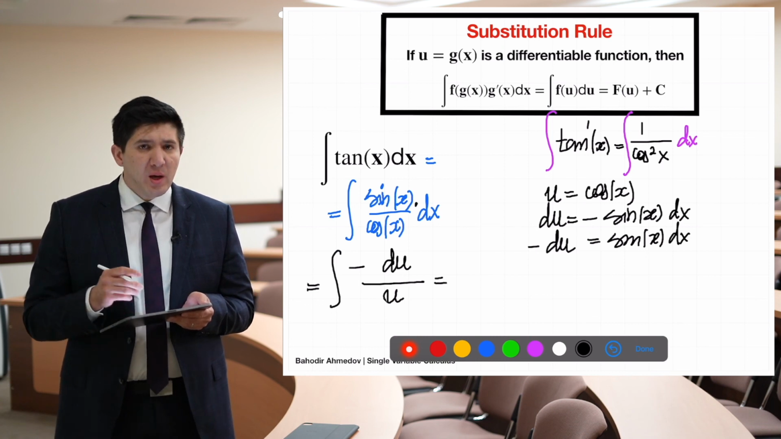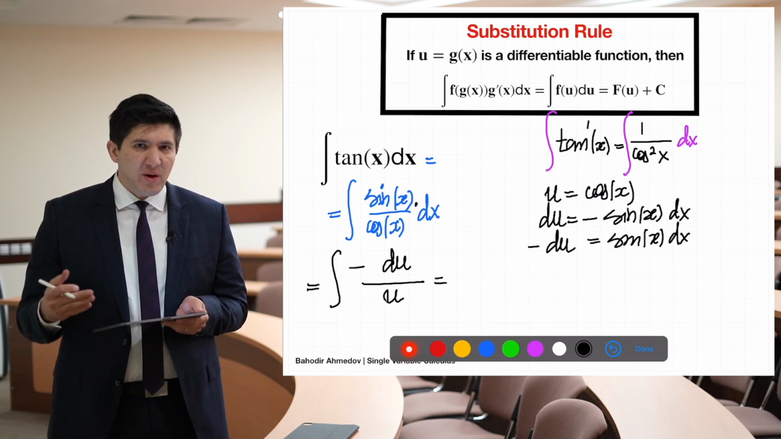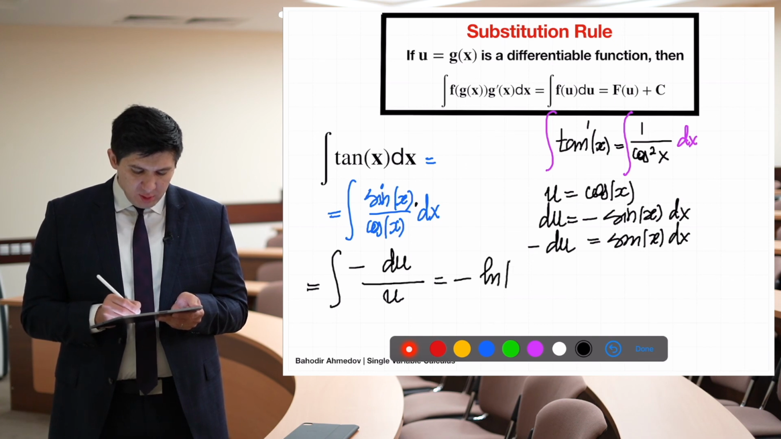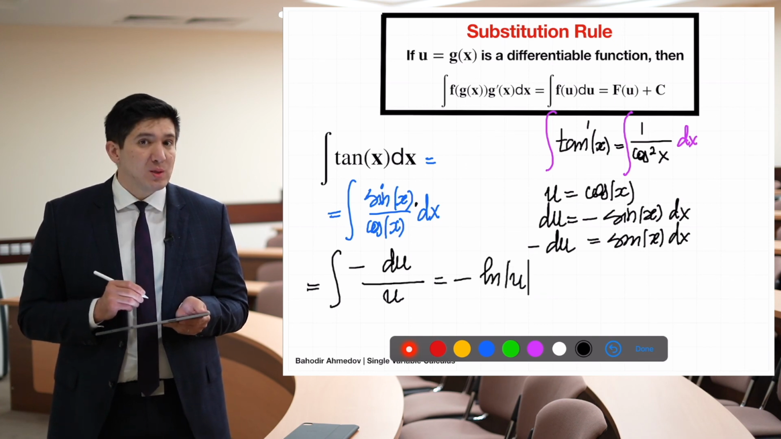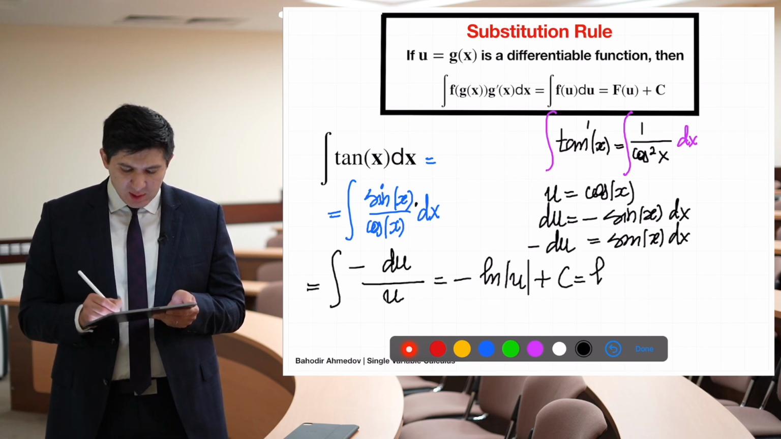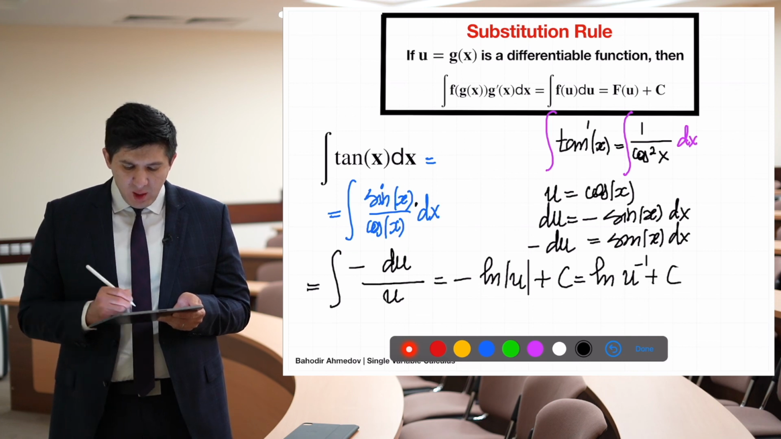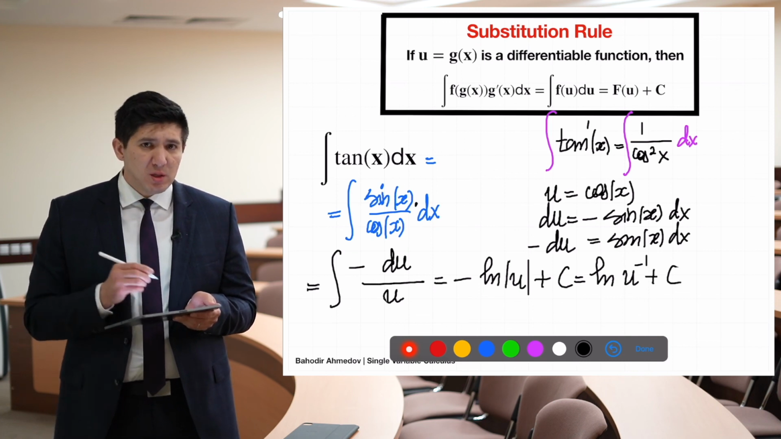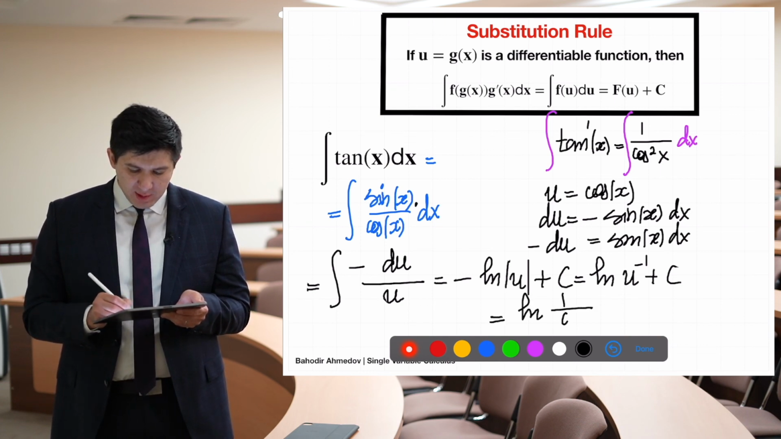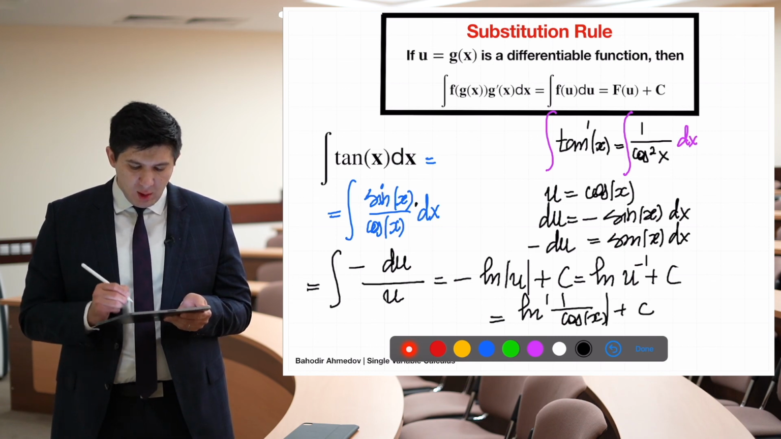And if you remember, the antiderivative of 1 divided by u is going to be equal to the ln of u, because the derivative of the ln of u is 1 over u, plus the constant, or sometimes we denote this as ln of u to the power of 1 minus 1, plus the constant. So if you want, you can just make the substitution back and write this down as the ln of 1 divided by the cosine of x plus the constant.